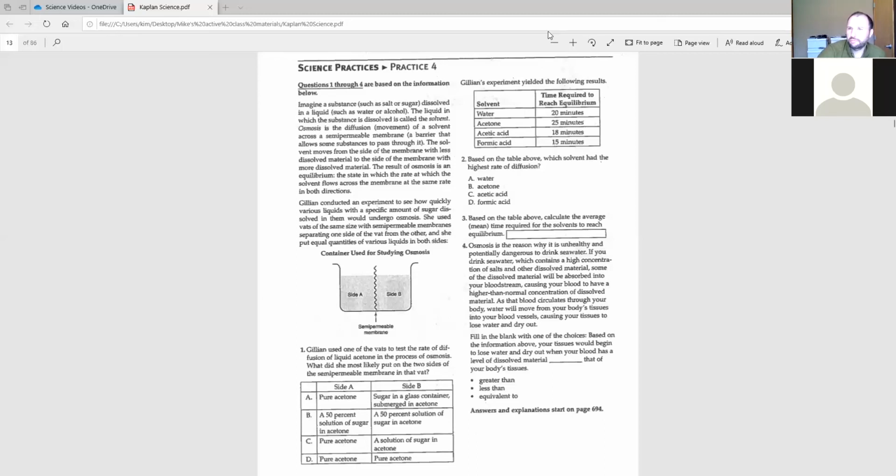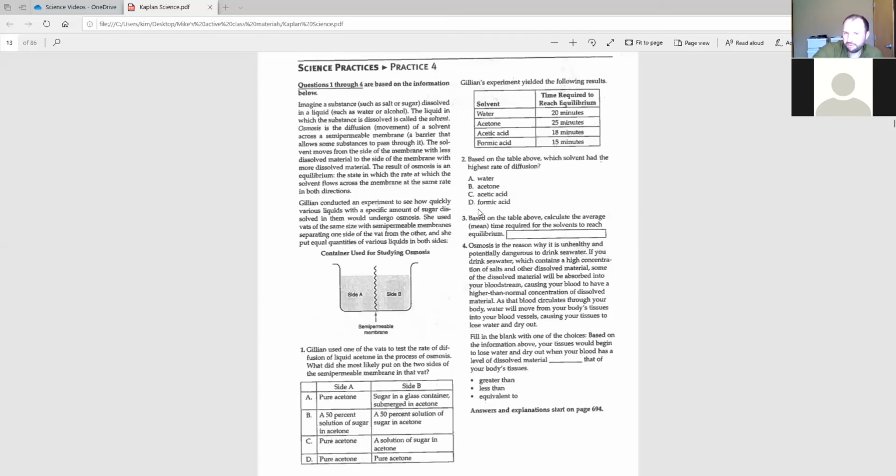These next ones are a little bit more straightforward and a little easier. So 2 says, based on the table above, which solvent had the highest rate of diffusion? So first, the only thing we really need to know is, having a high rate of diffusion is what? Dissolving quickly or dissolving slowly? First of all, we need to know that it's dissolving quickly, right? Then it's just a matter of finding the one that takes the least amount of time to reach equilibrium. And the right answer is formic acid. It took 15 minutes to reach equilibrium, which means that it was dissolving sugar the fastest. Simple as that.